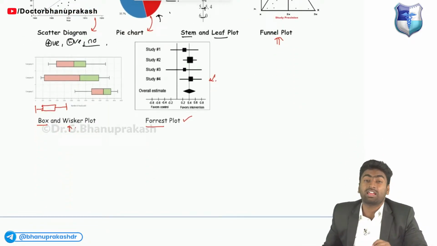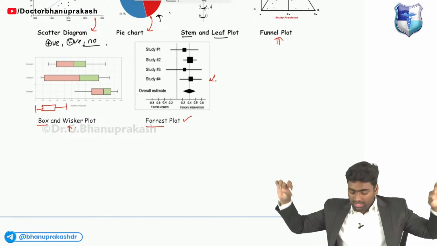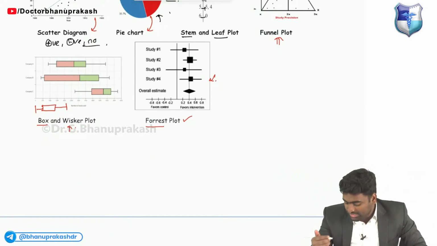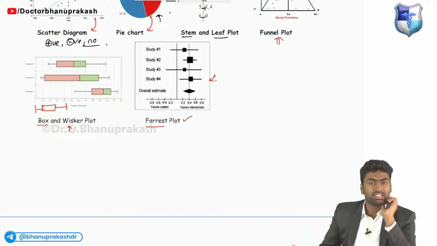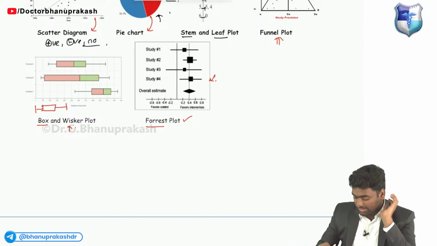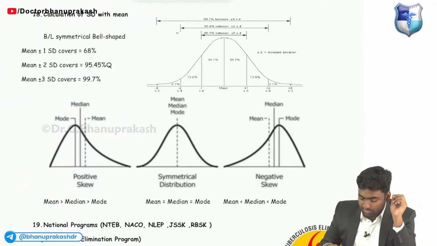And finally, this is the box and whisker plot, and this is the, what? This is the forest plot which is used in the case of meta-analysis. Okay, so these are the things you should know from these images. Fine. With this understanding, we'll move on to the next part.